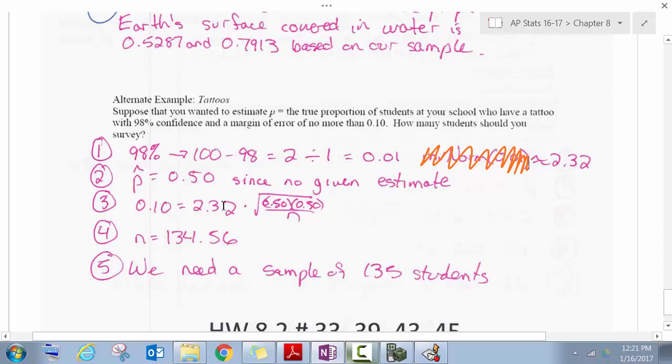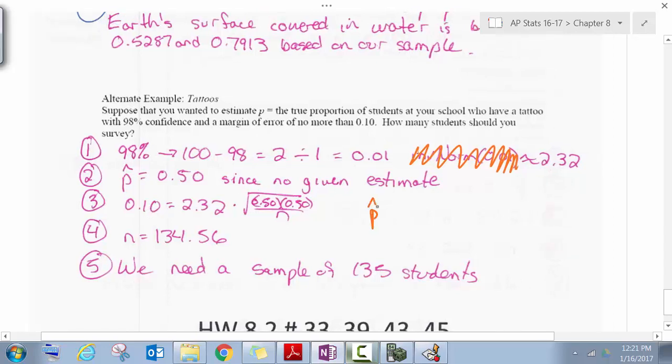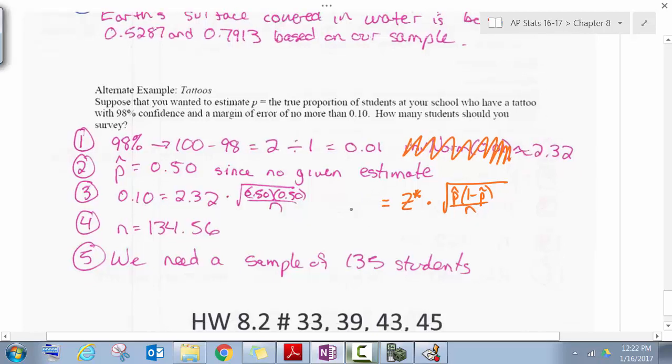So we plug into our formula. Remember, it is margin of error equals z star times square root of p hat times 1 minus p hat over n. So we plug in 0.5 for p hat, we plug in 2.32 for z star, and the margin of error, which it says is 0.1, so we want to be within 10%. So this is our equation.